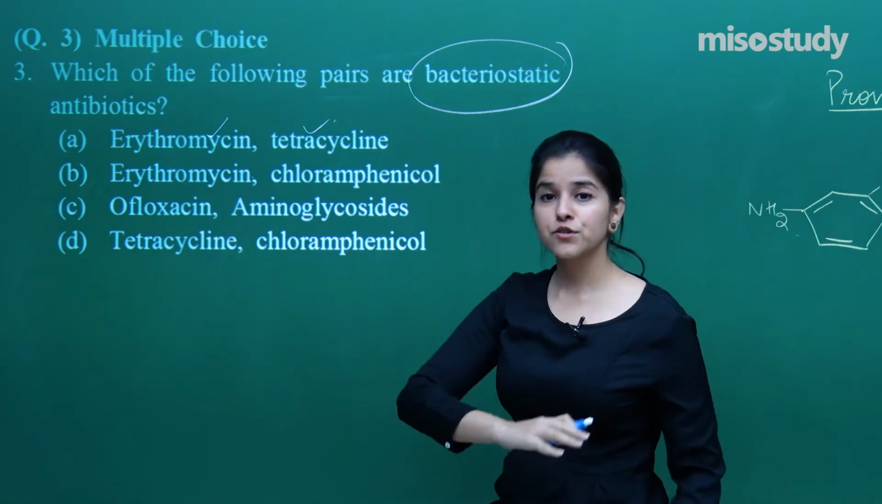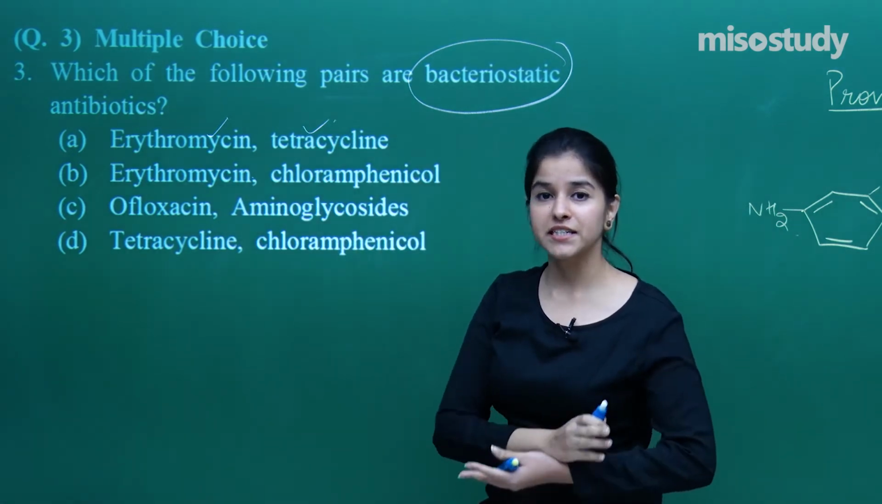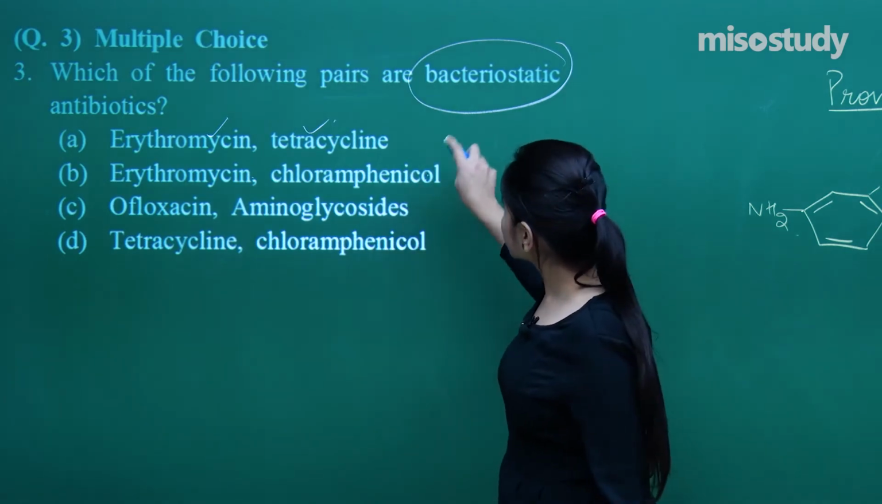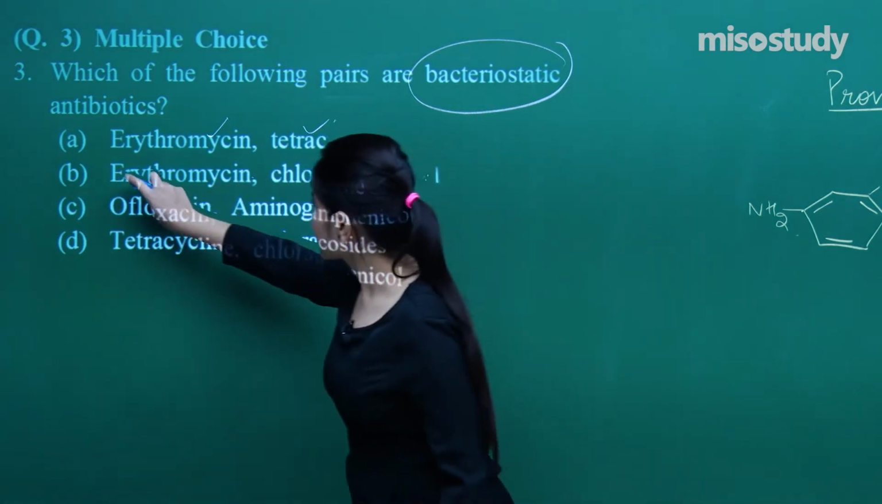Chloramphenicol, as I told you, it's a broad range of antibiotic, it covers many number of microbes. That means it is also what? Bacteriostatic. This is also true.